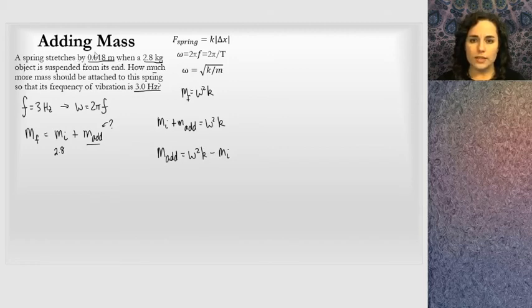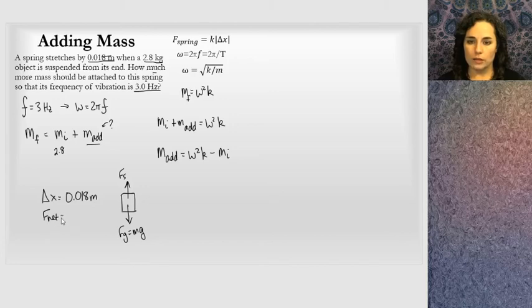I haven't used delta x yet. Notice I haven't used delta x. Delta x is 0.018 meters. And in the situation where I place that mass on the spring and it stretches, there's the spring force upward and there's the force of gravity downward, which I know is mg. And when I think about just setting that mass on the end of that spring, I'm going to get that the acceleration is 0.